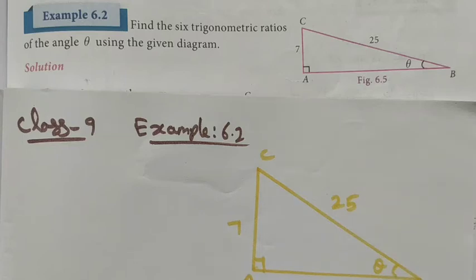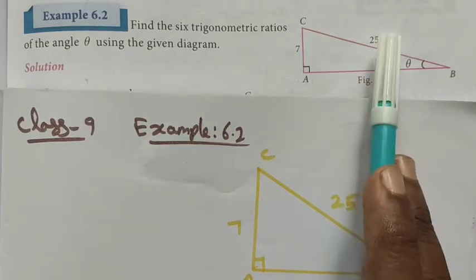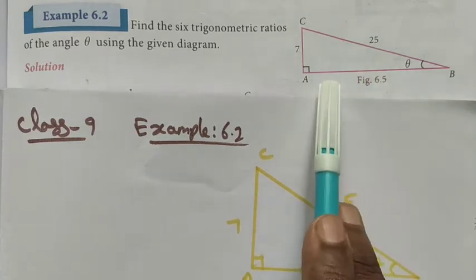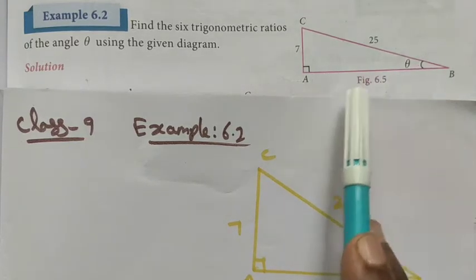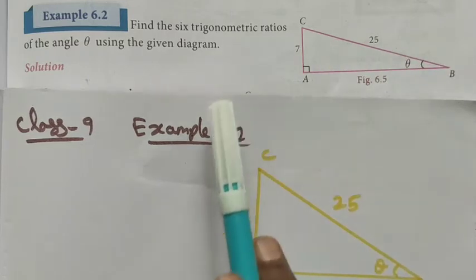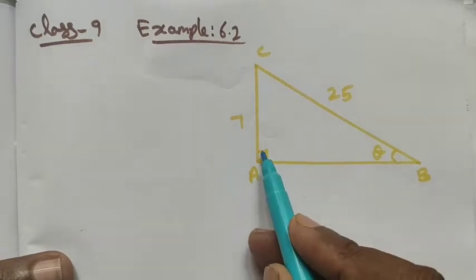Hi students, class 9, example sum 6.2: find the 6 trigonometric ratios of the angle theta using the given diagram. The given diagram is triangle ABC. Here the hypotenuse side is given as 25 and the opposite side is given as 7, and theta is inclined at B. We want to find out what AB is first, and then we have to find the 6 trigonometric ratios.